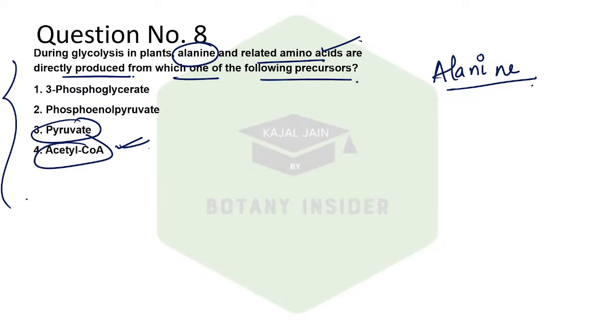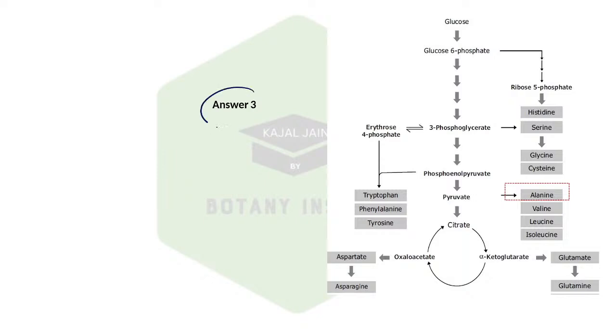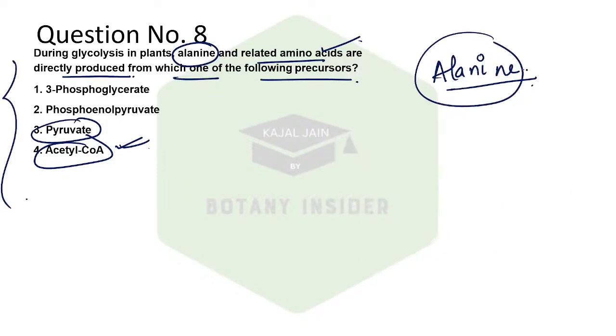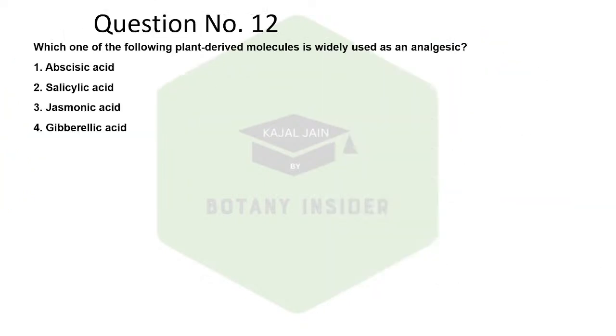Excellent, excellent. Everyone, give it a try. Then we'll solve it out together. It's very simple. Question is alanine and the other related amino acids. Over here, they have given you the reference of glycolysis. Which of the following are the precursors for the same? It's a simple question. Answer is pyruvate. Alanine and other related amino acids have pyruvate as their main precursor molecule. Okay, I hope it's clear. Very simple. Next question for you all.